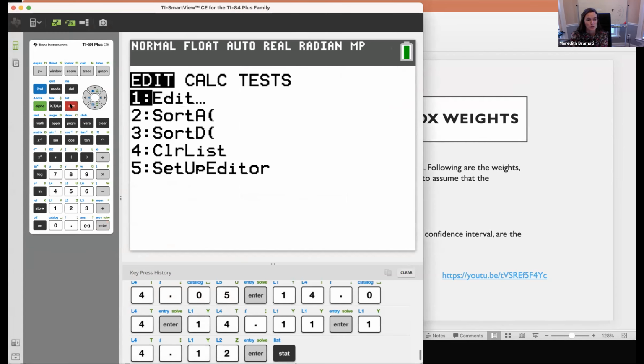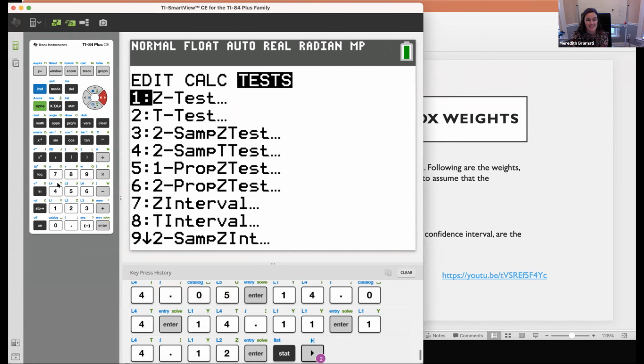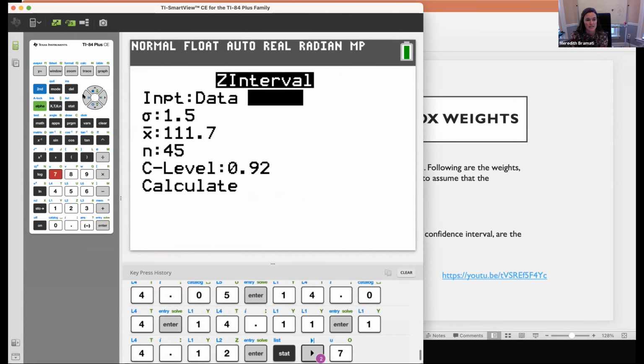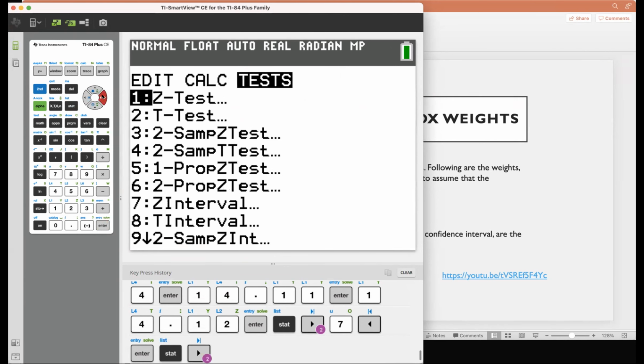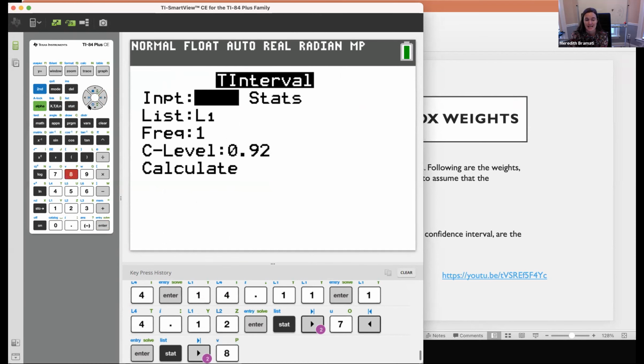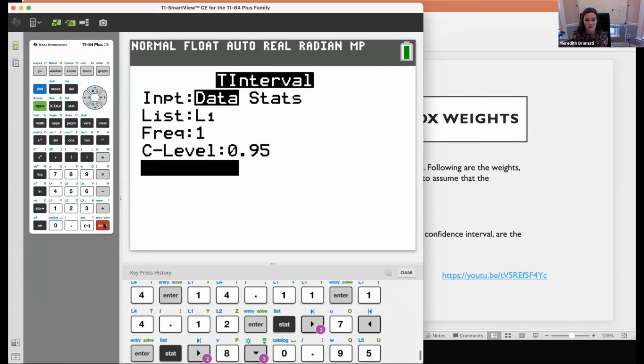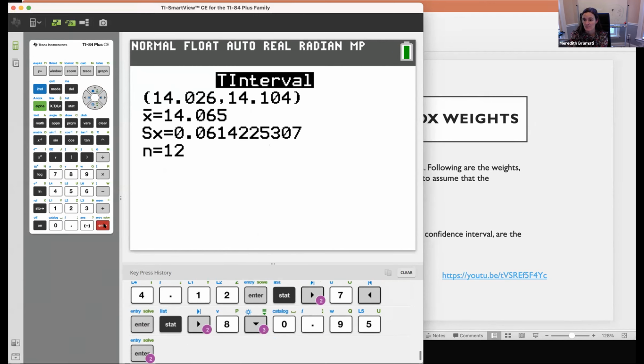When we were doing this on Thursday, we did z-interval, and I'm going to show you the z-interval for the data just so you can see it. It asks you for the population standard deviation. I do not have that, so I cannot perform that test. I have to do the t-interval and data, because the only thing it wants is to have my data listed and the confidence level. Our confidence level is 95. Our list is L1, our frequency is 1, 0.95 will be our confidence level. We hit enter and we calculate.